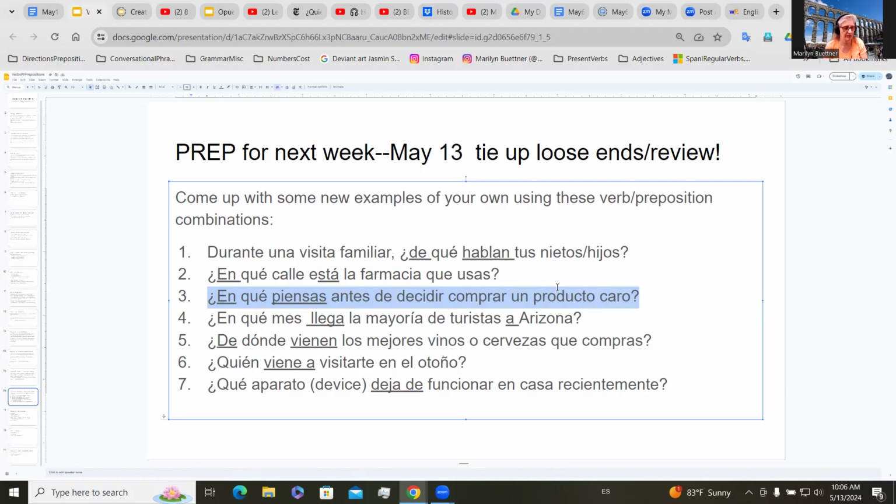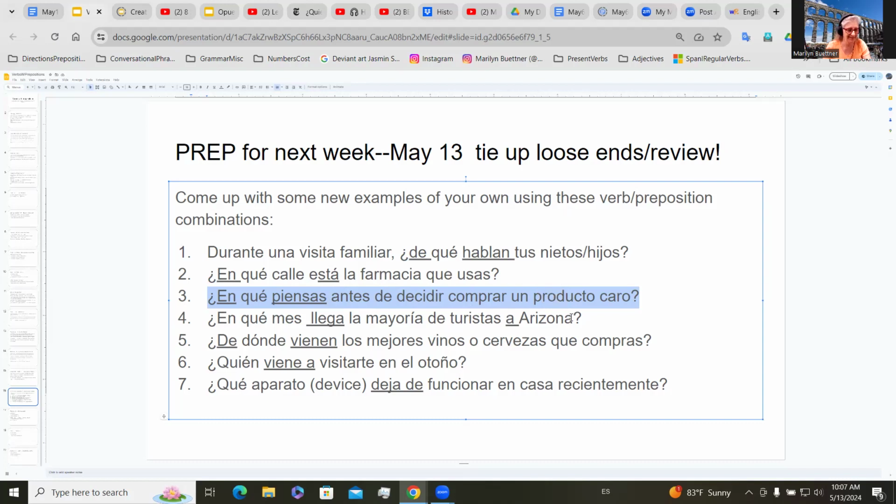¿En qué piensas? What do you think about? Pensar, when it means think about, will often pair up with en. Because you think on something, en. Yeah, let me think on that a little bit. In English, you might hear think on it. Yeah, but really what people mean is think about it. And about is more frequent in English, but in Spanish, you think on something.